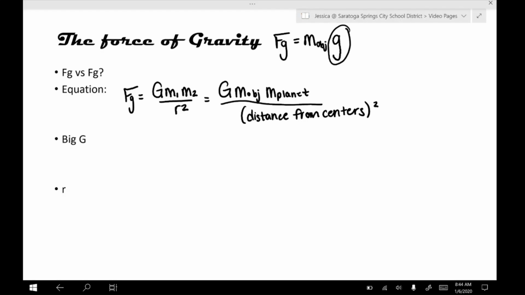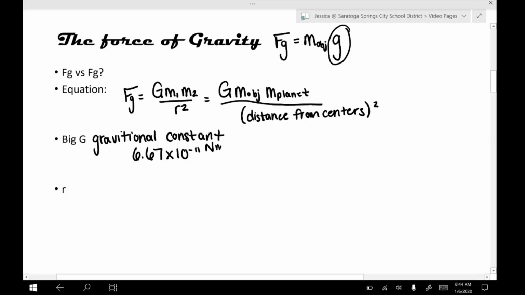So big G is a gravitational constant. Okay, very different from little g, acceleration due to gravity. Gravitational constant has a value of 6.67 times 10 to the negative 11 Newton meters squared over kilograms squared. And this is on your reference tables, so don't feel like you have to memorize it. That being said, you do have to plug it into the equation every single time.